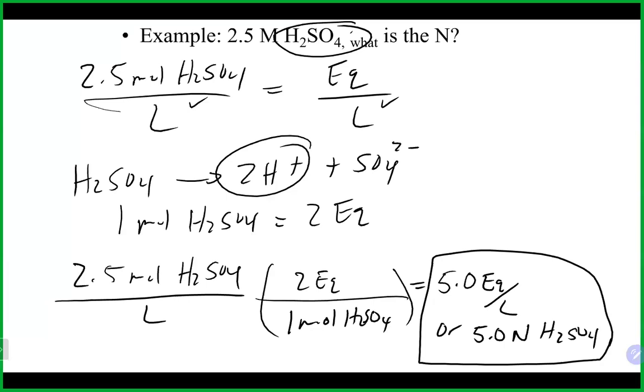Any questions on normality? Since normality is a concentration unit, you could do all the types of concentration calculations that we did before. You could put that into the dilution equation instead of molarity and do a dilution type thing with it as well. You could do all those types of calculations we've done before. All right, I think that should wrap up this chapter.